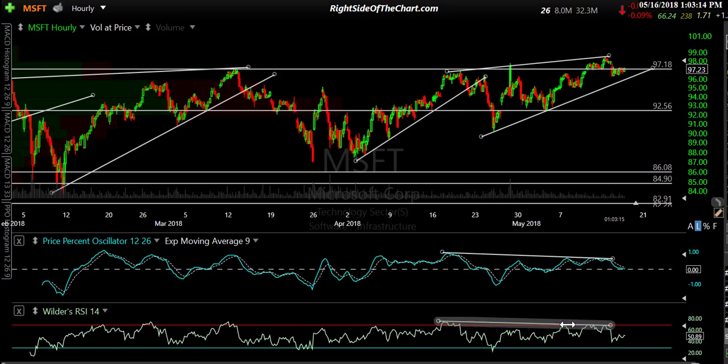Here's Microsoft. You can see down here on the indicators, we have negative divergence, with prices right here making higher highs, a series of higher highs, and the indicators making lower highs. It's not very steep divergence, but it is worth noting. So there it is, 3 consecutive higher highs. So the trend is certainly up, as are the higher lows here.